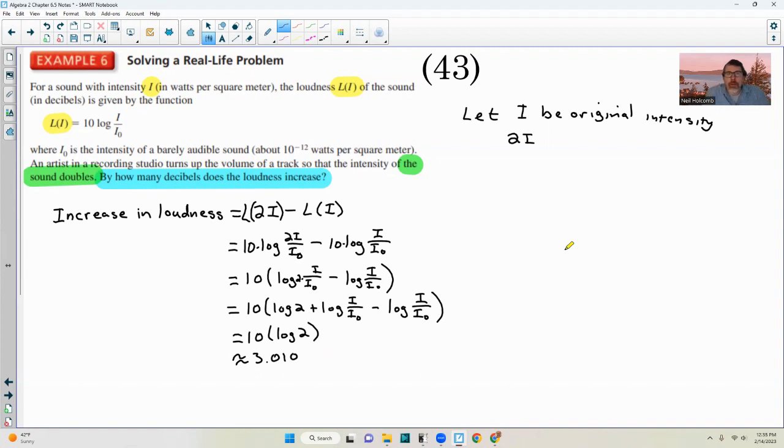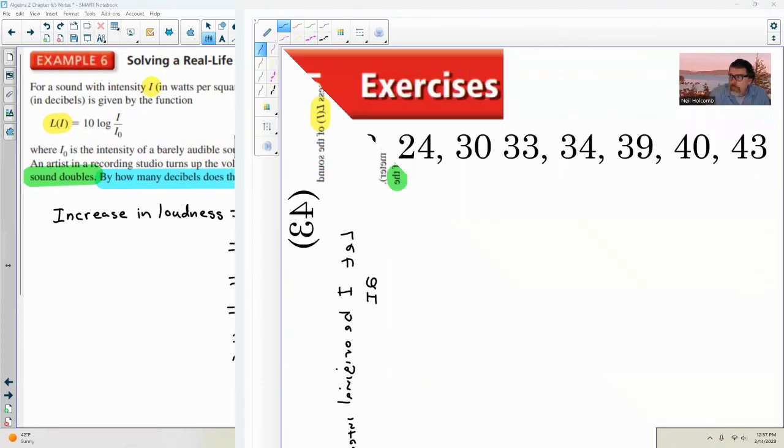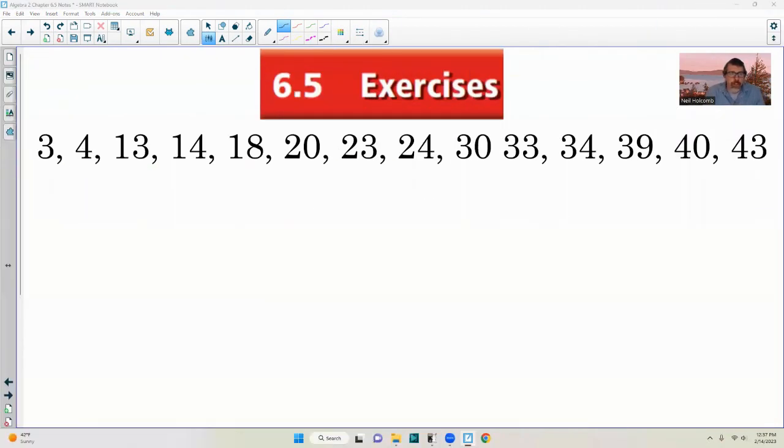And now you should be able to do problem number 43 in your exercise. So this brings us to the end of chapter 6.5. Hopefully you don't find logs or natural logs that daunting. So you should be able to do these problems in the exercises.